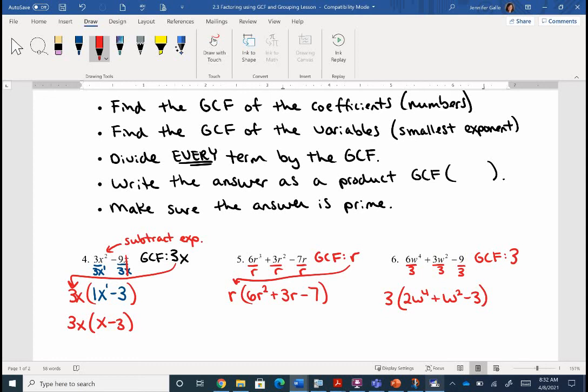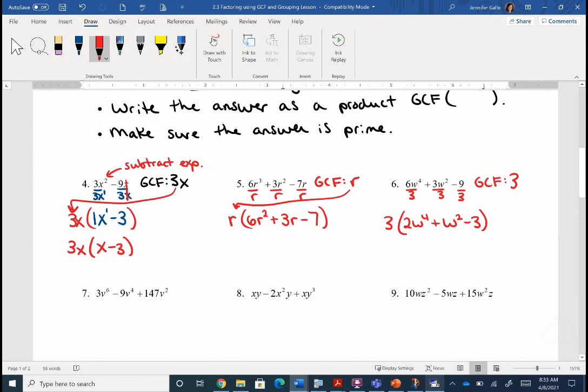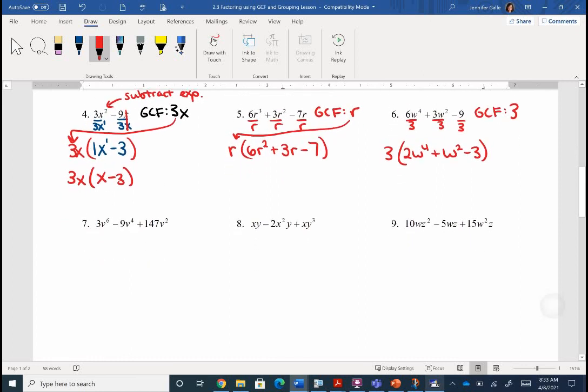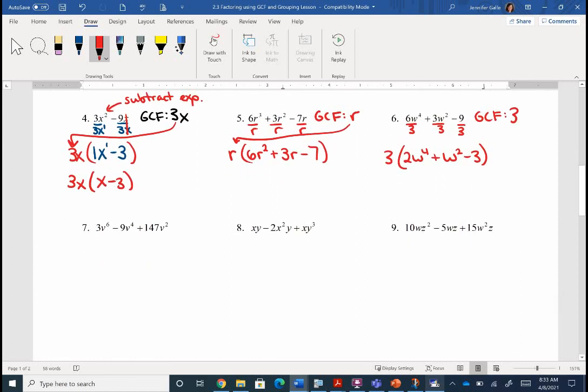What I would like you to try out, go ahead and try out the bottom 3. I will slowly start putting answers up as I start seeing you guys do a few more. I'll slowly start putting those up so you can check as you go, and then we'll get you some time to practice.